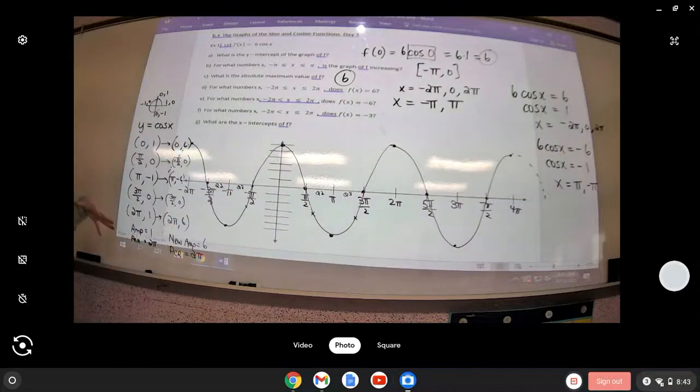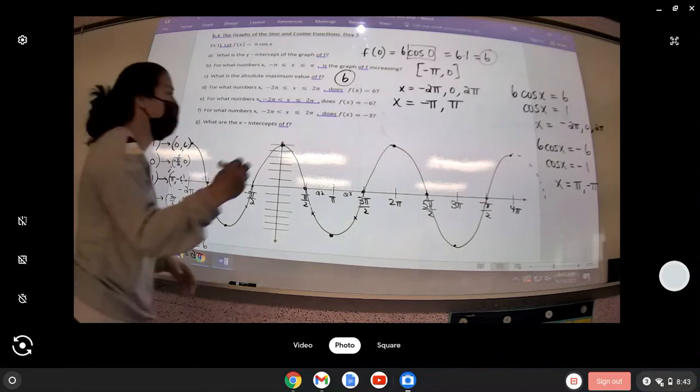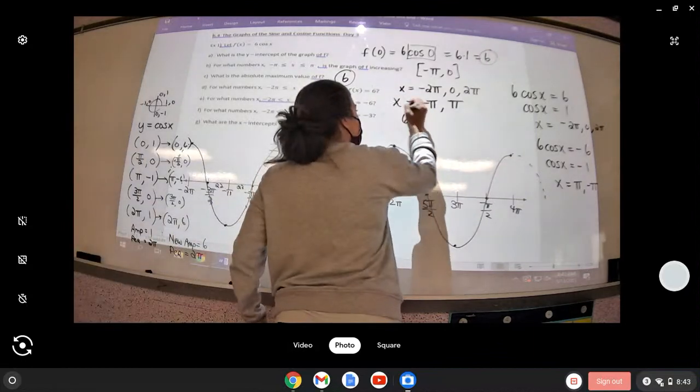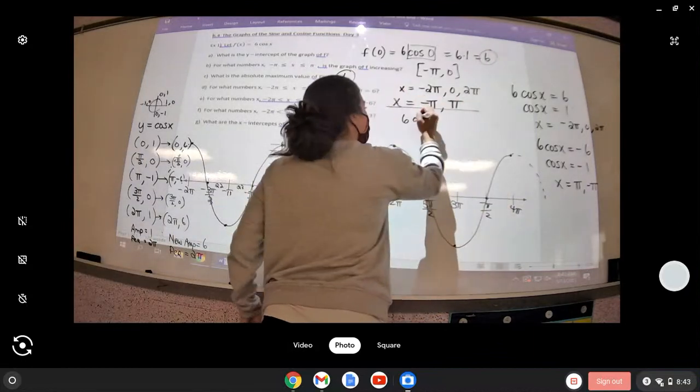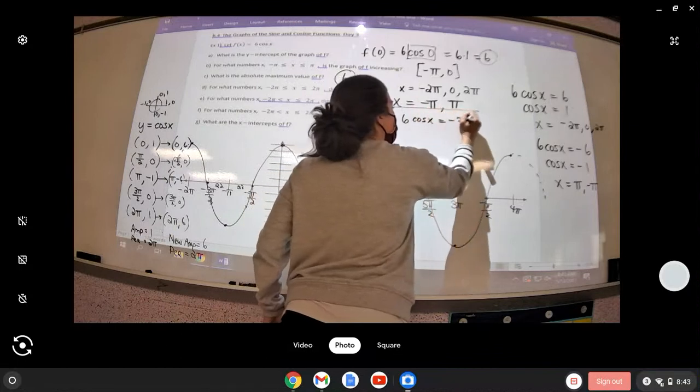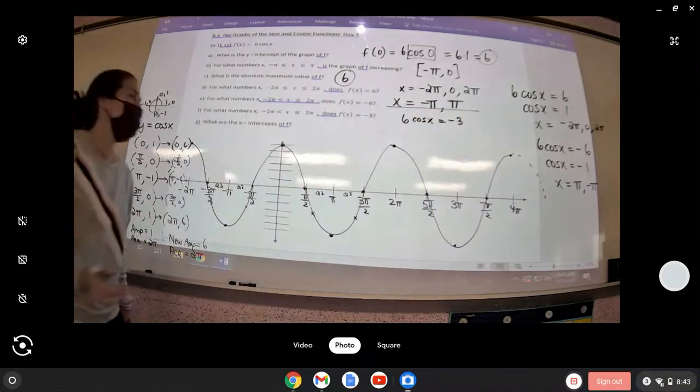All right, what angles are they? So let's do this a little bit algebraically then. When does 6 cosine x equal negative 3? Divide by 6.